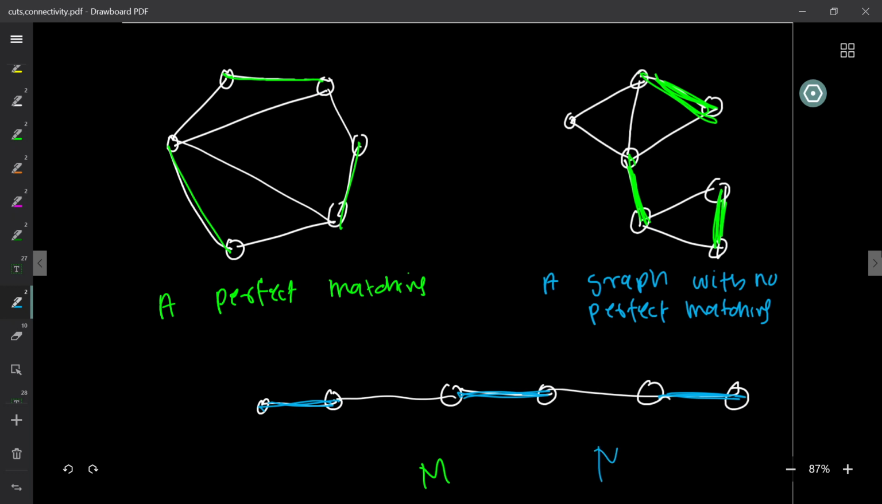Then I will get a matching M dash, right? And this M dash has 3 edges. It has more edges, and one can actually show that you cannot have more, because all the vertices are saturated. So we cannot pick anything more in this example. But a maximum matching need not always saturate all the vertices, right?